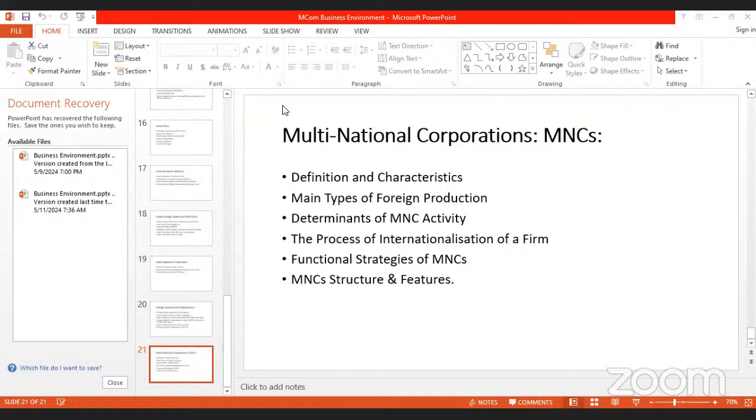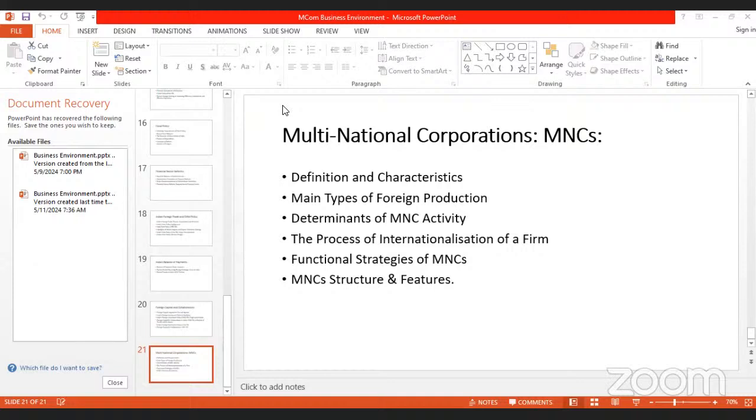Now we'll discuss MNC structure and the features. So when we talk about structure, the very first thing is global product division structure. That is organizing operations based on product lines with each division responsible for its global performance. Then we have geographical division structure, that is organizing operations based on regions with regional divisions managing activities within their areas.